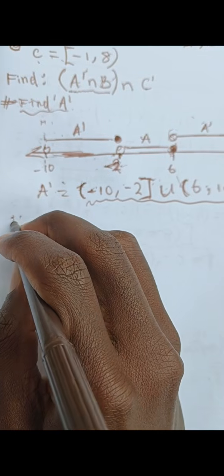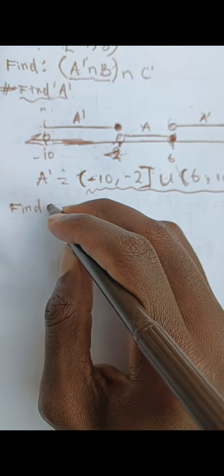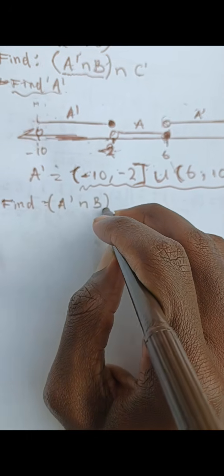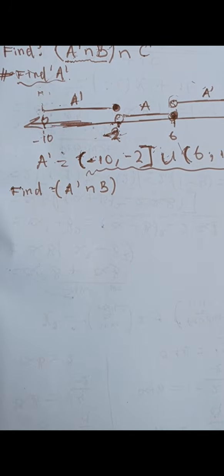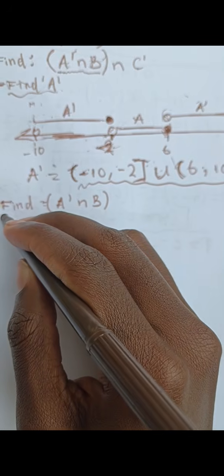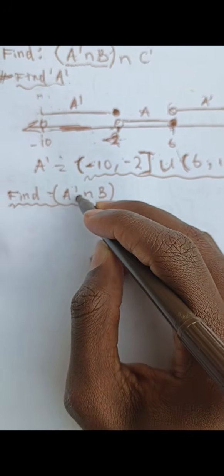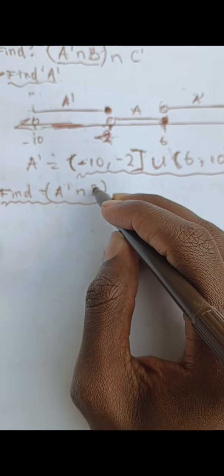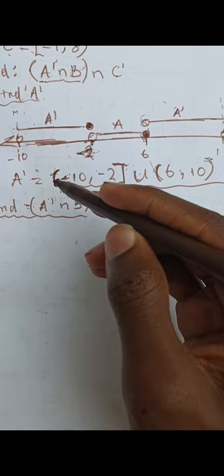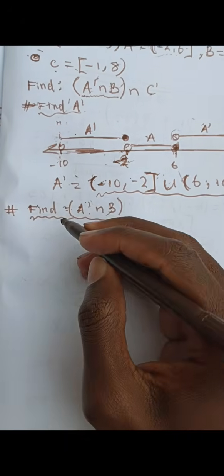So right now we're going to find A complement intersection B. A complement intersection B is what we're going to find, because we already know our A complement, and B is already given. But if here there was B complement, we would have first found B complement, then we find now the intersection between these two. So that's how you should be moving.